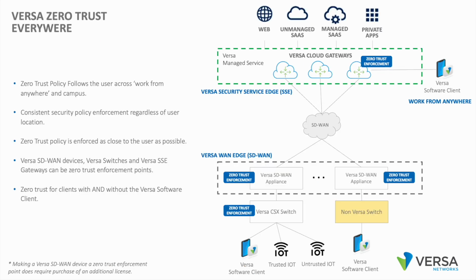And in the campus, this VXLAN overlay extends into the SD-WAN. And then with Versa Zero Trust Everywhere, not only is an SSE gateway a zero trust enforcement point, but the access switches are also zero trust enforcement points, and even an SD-WAN device can be a zero trust enforcement point. So if you have third-party switches south of Versa, we can use the Versa device to enforce zero trust.